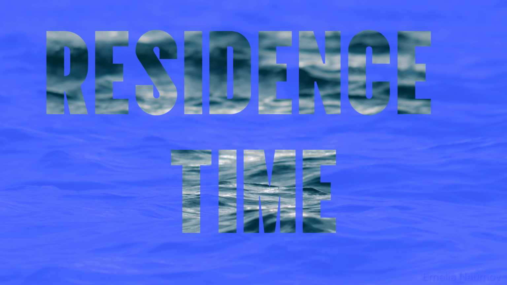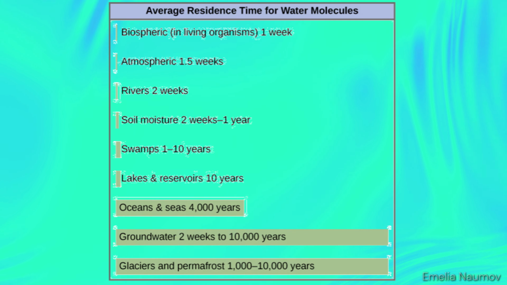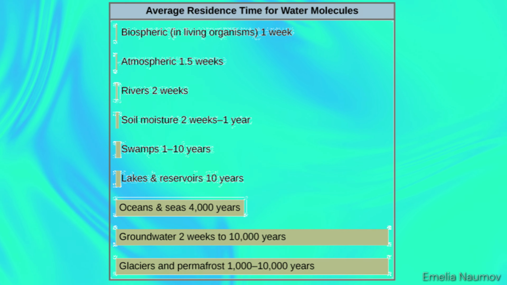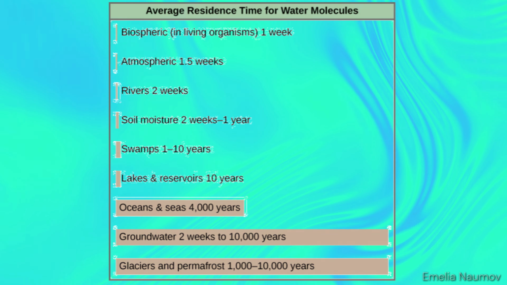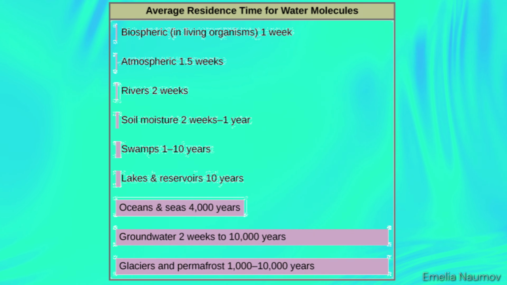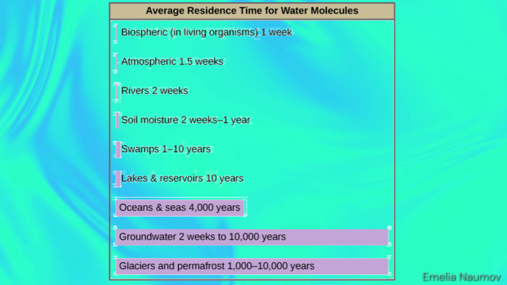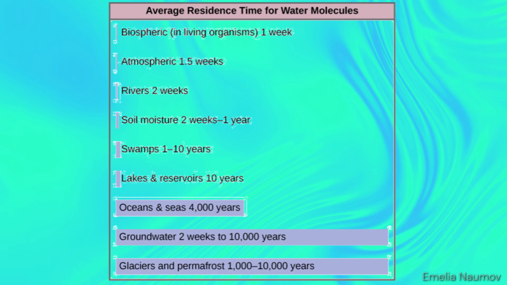Water can spend a certain amount of time in a reservoir before moving on to another. This is called the residence time. The average residence time of water in the biosphere is the shortest, at around 1 week. With longer residence times, water can spend around 10 years in lakes and an impressive 4,000 years in oceans. The highest residence time is when water is frozen in glaciers and permafrost in the cryosphere, which can last between 1,000 to 10,000 years.